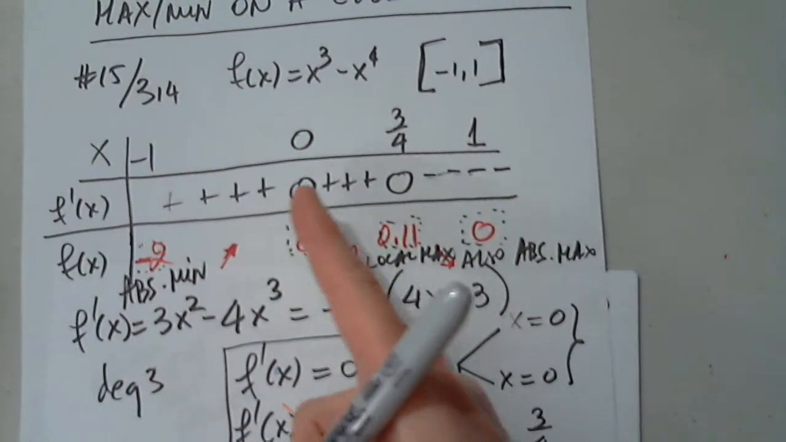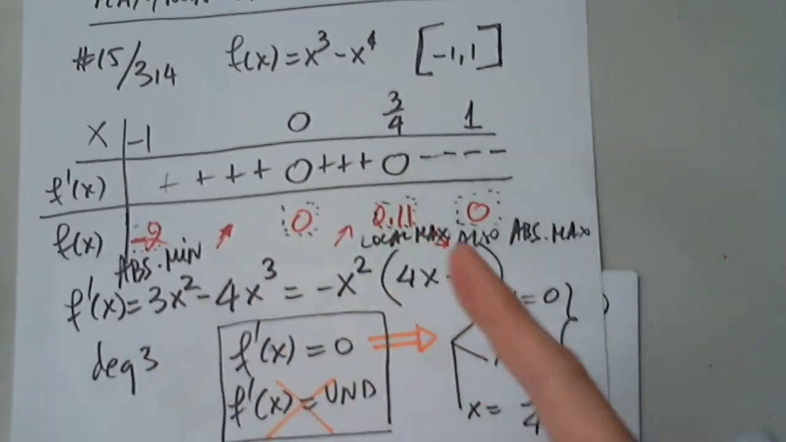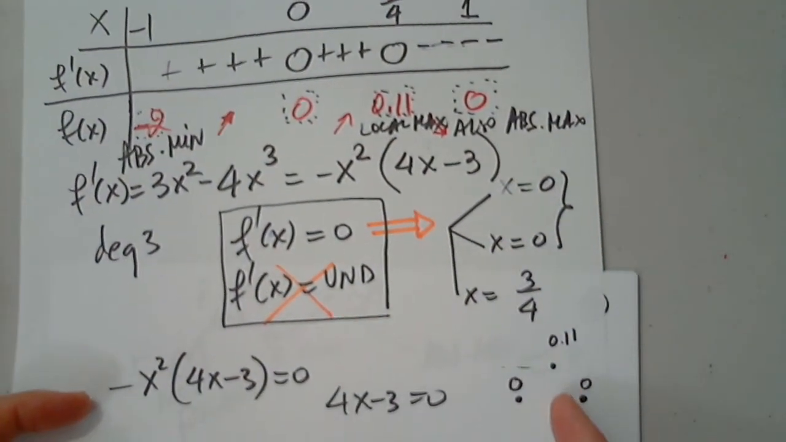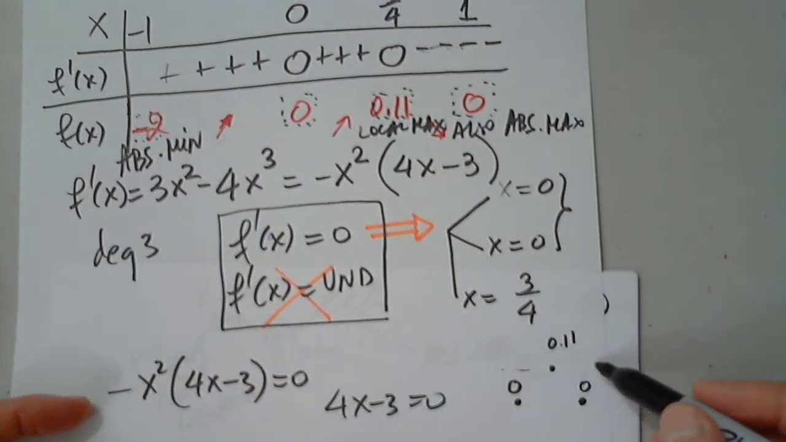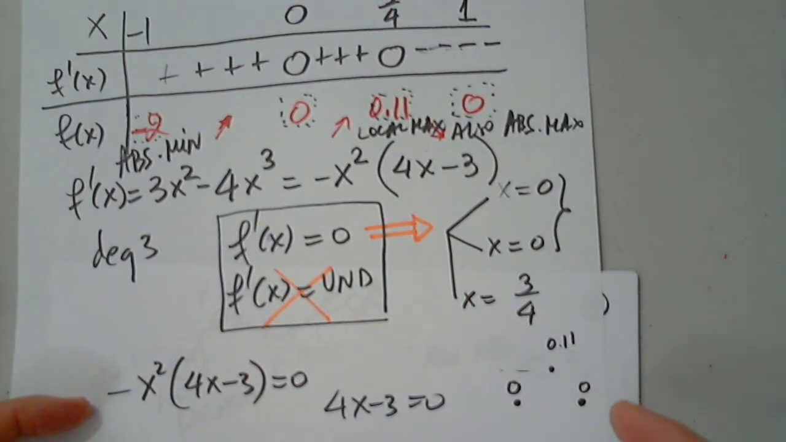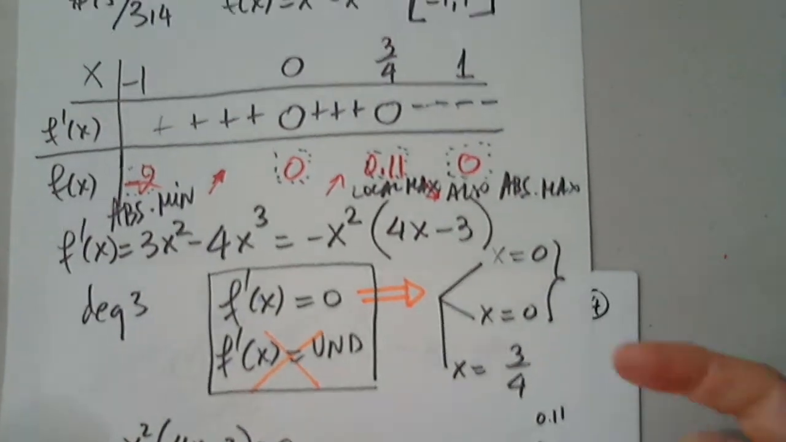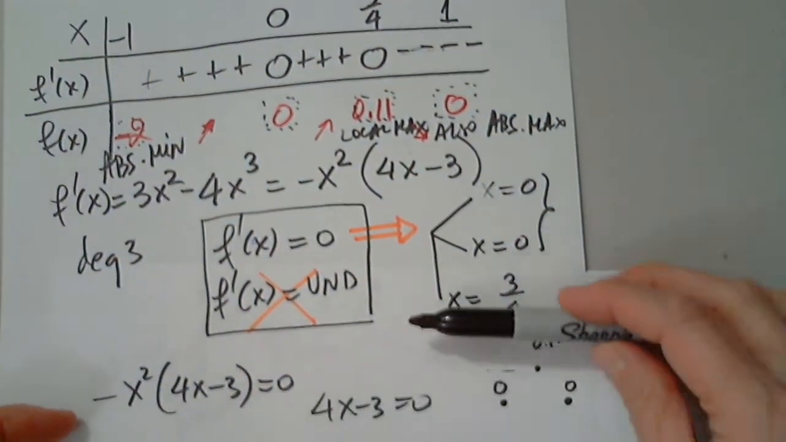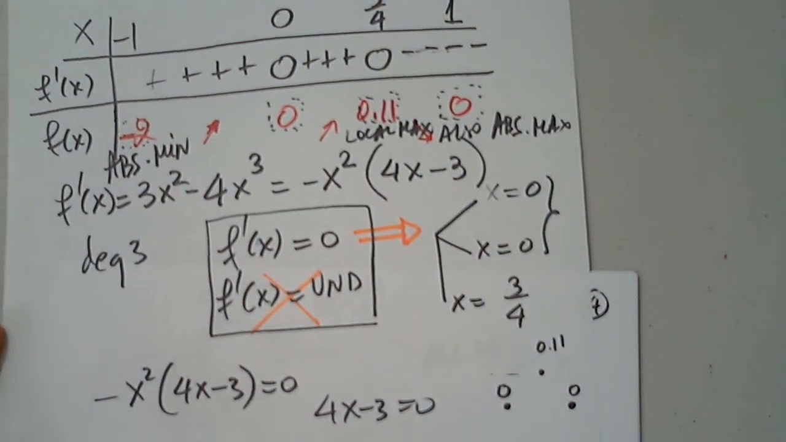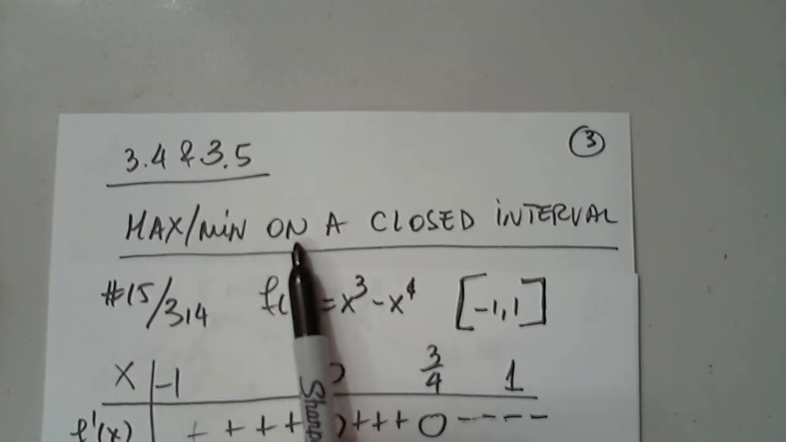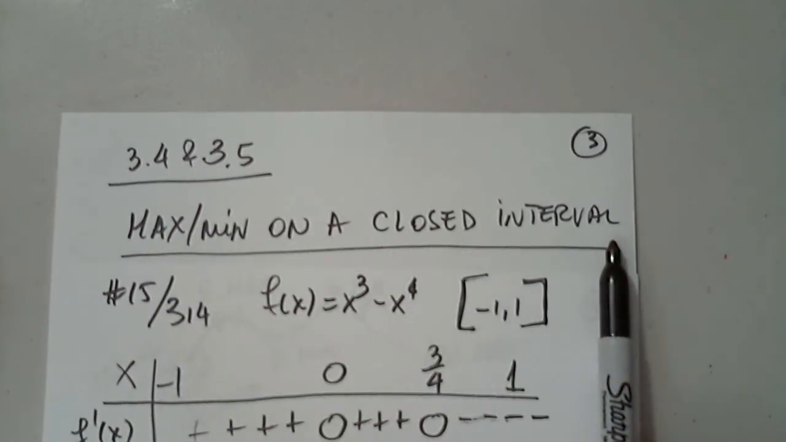Nothing, because there is no sign change. Relative or local as well as absolute, because there is nothing higher than it. Nothing. It cannot be local because it's at the endpoint of the interval. It's not the highest and it's not the lowest. This is how we study or find max and min on a closed interval.